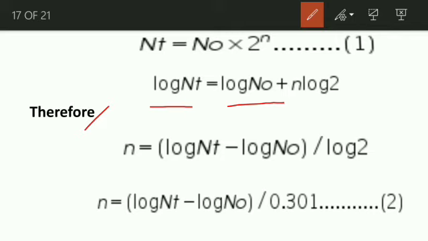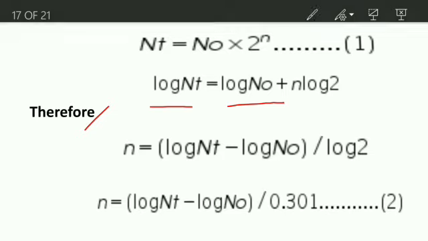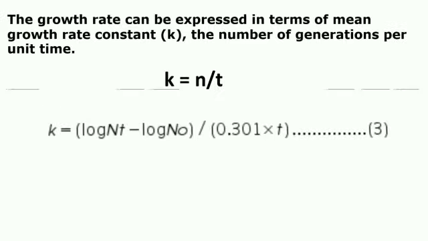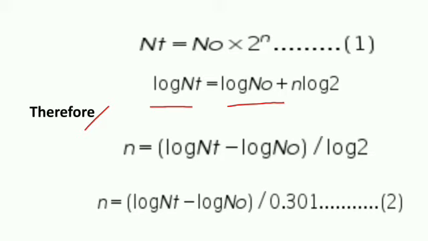So we could write n is equal to log nt minus log n naught by 0.3010. This is our second equation. And now a very important thing: we got n. In the previous slide we got n. n is log nt minus log n naught by log 2. That is what we have seen.